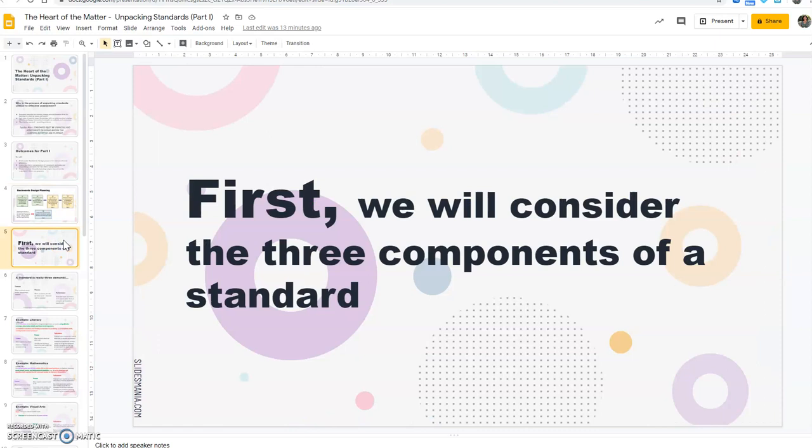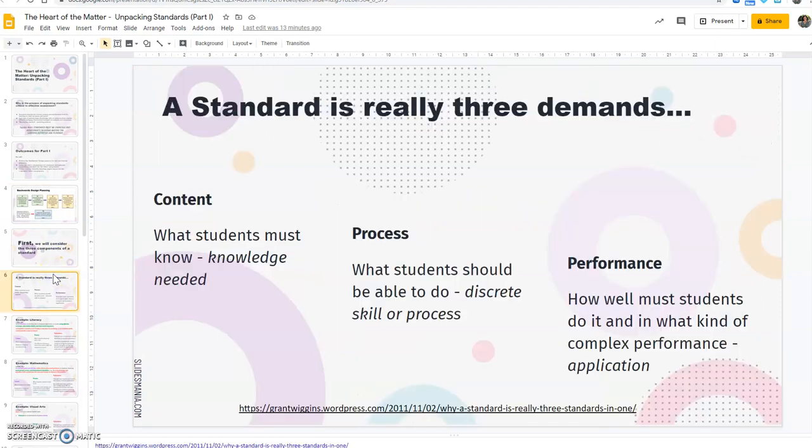First, we'll consider those three components of a standard. And here they are. What Grant Wiggins and Jay McTighe call those three components are actually demands on the learner. The first is content. What must students know? What is the knowledge needed? The second is process. What should students be able to do? And the third is the performance. How well must students do it, and in what kind of complex performance?